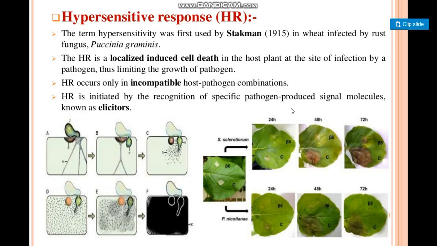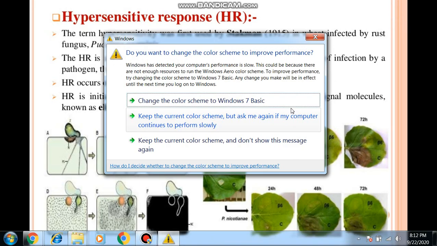The hypersensitive response: the term hypersensitive was first used by Stakman in wheat. This is localized induced cell death in the host plant at the site of infection by a pathogen, thus limiting the growth of the pathogen. It is found in incompatible host-pathogen combinations. It is initiated by the recognition of specific pathogen-produced signal molecules known as elicitors.